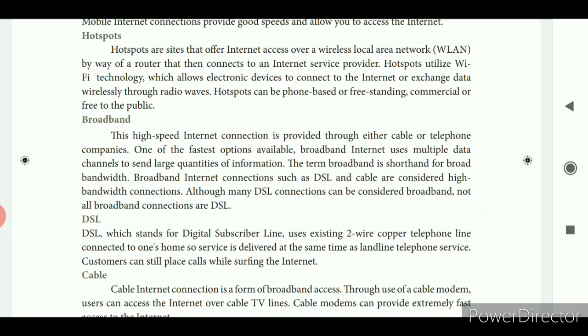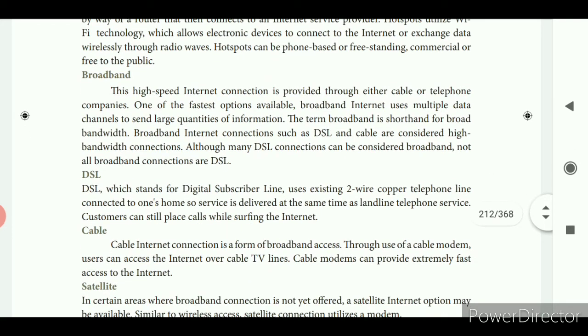Then broadband. The high-speed internet connection is provided through either cable or telephone companies. One of the fastest options available. Broadband internet uses multiple data channels to send large quantities of information. The term broadband is shorthand for broad bandwidth. So broadband internet connections such as DSL and cable are considered high bandwidth connections, although many DSL connections can be considered broadband. So not all broadband connections are DSL.